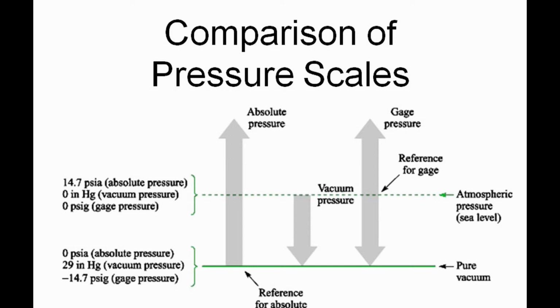If we take a tank and take all the air out of it, we find that the pressure will be negative 14.7 pounds per square inch. Now we can create a chart which shows that at absolute zero, we have 0 pounds per square inch absolute, which is negative 14.7 pounds per square inch gauge. And then that also equals 29 inches of mercury, but in this case it's vacuum pressure.